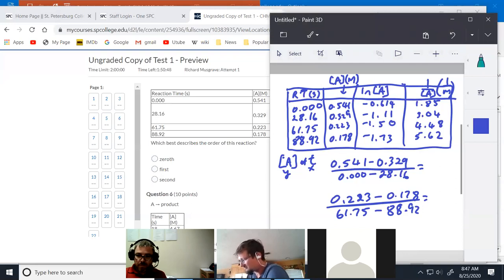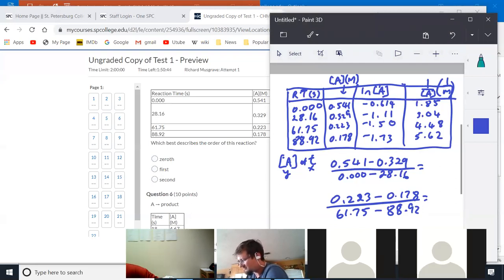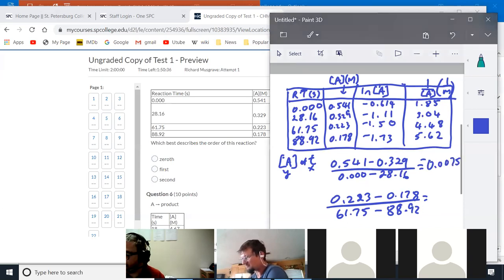The first one is negative 0.0075. Negative, yep. And the other one? For the other one, I got negative 0.0017. Okay, I don't think it's zero order. Those two values are not very close together.